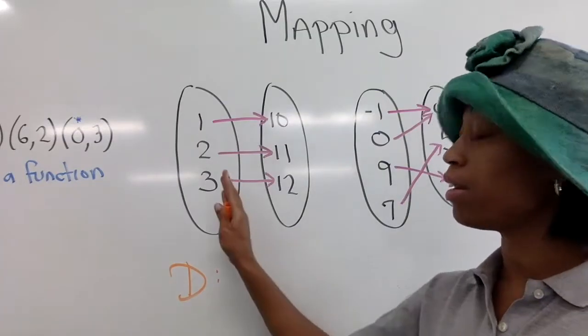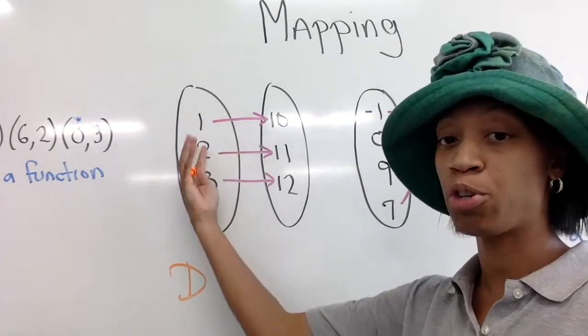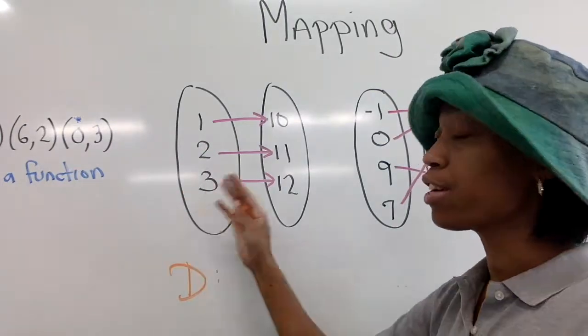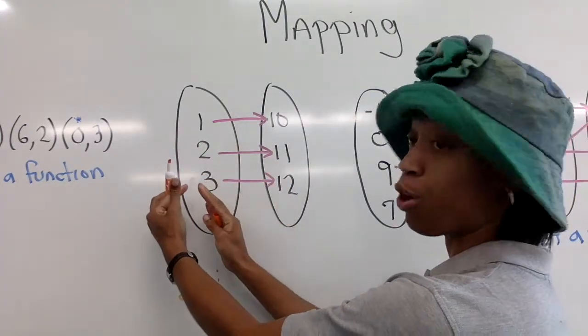For mapping, the domain are the numbers that you're starting with, the input numbers. So the values in the first circle are the domain.